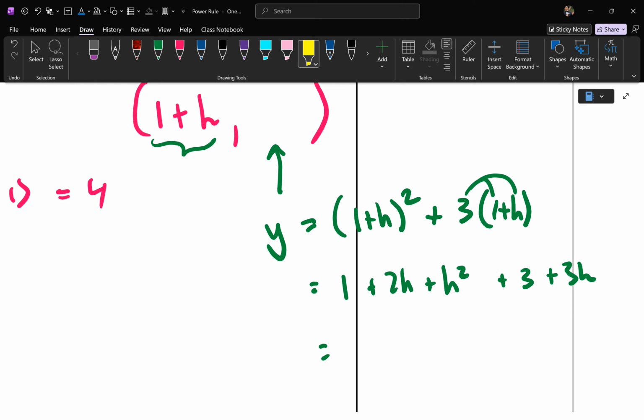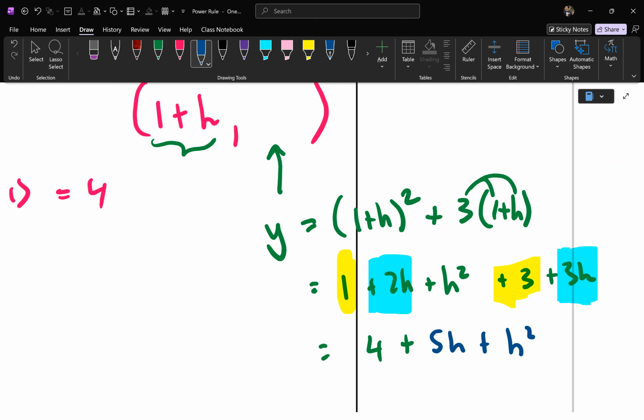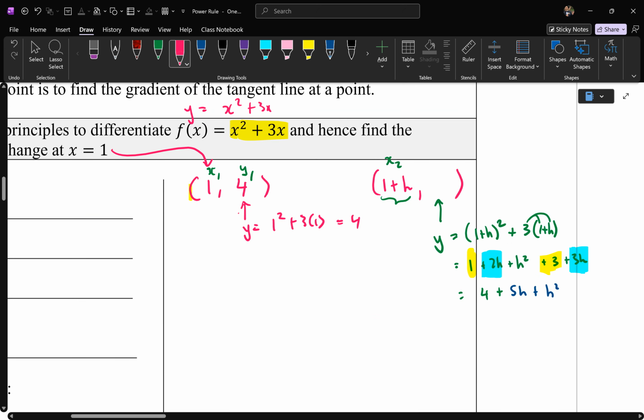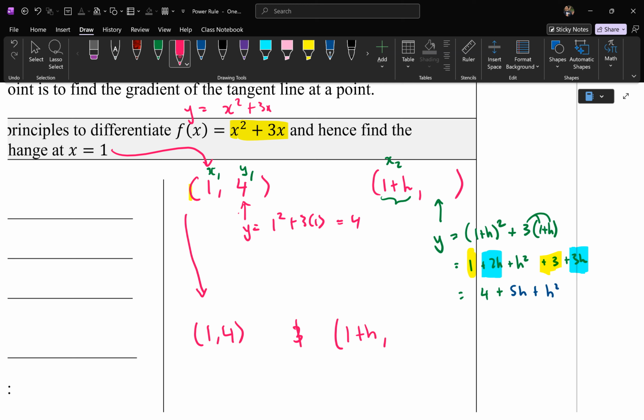4 plus 4h. Good. So the 1 and 3 makes it 4. So we got 4 plus, and we notice that 2h plus 3h is 5h plus h squared. So far, so good? Okay, so what are my two coordinates? Let's summarize again. Here's my first one, (1, 4). And my second coordinate I chose was 1 plus h. And the result was h squared plus 5h plus 4.